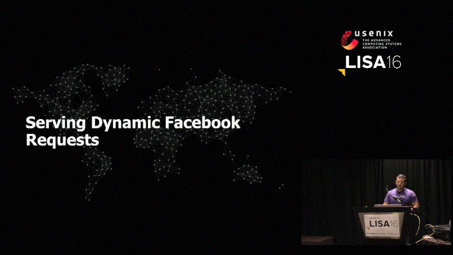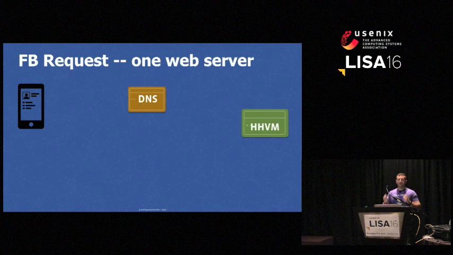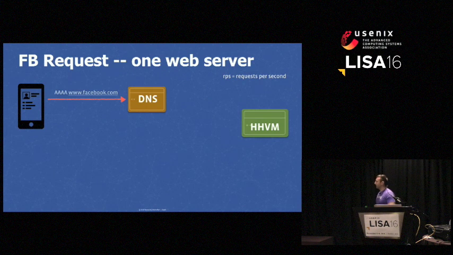So, diving into serving dynamic requests. We're going to start by assuming that one single HHVM web server is serving traffic for the 1.09 billion people that are using Facebook every day. You have your client. It's going to make a DNS request, so it sends a quad A request for www.facebook.com, and it's going to get a response back with that single web server serving everybody.